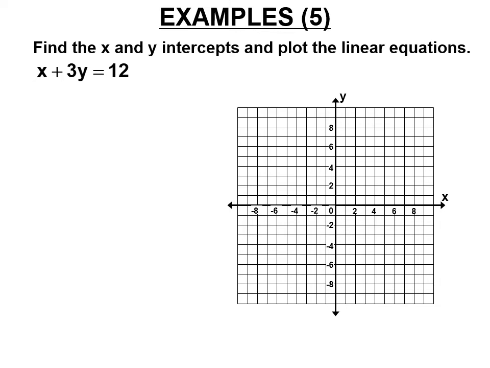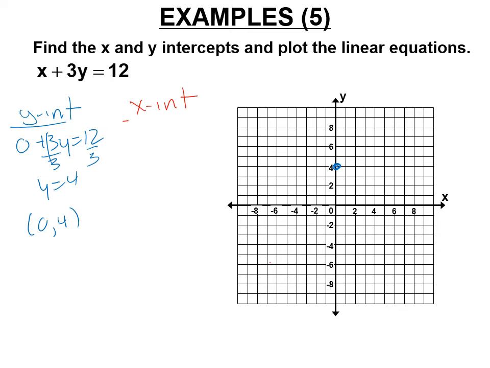Okay, so we're going to put it all together. We're going to find the y-intercept by making x equal to 0. The y-intercept is 0, 4. We're going to find the x-intercept by making y equal to 0. So x equals 12, so we have to go to 12, 0. We can plot 12, 0. There's 11, there's 12. Okay? And you can draw a line through the both of them.